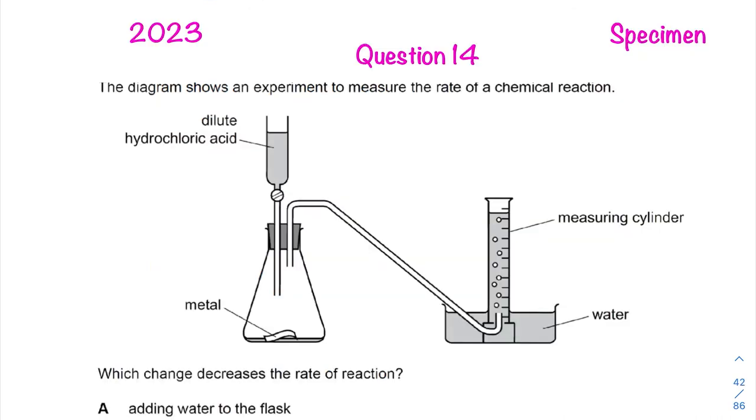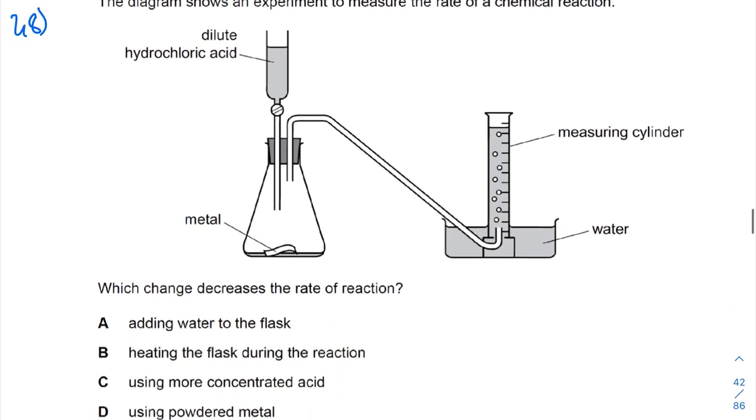Now coming to question number 48, which is from specimen paper 2023, question number 14. The diagram shows an experiment to measure the rate of a chemical reaction. Which change decreases the rate of the chemical reaction? I'll start from option D. Using a powdered metal is wrong because if you use powdered metal, the surface area will increase, and increased surface area means the rate of reaction will increase.